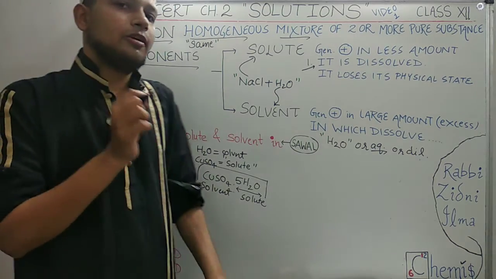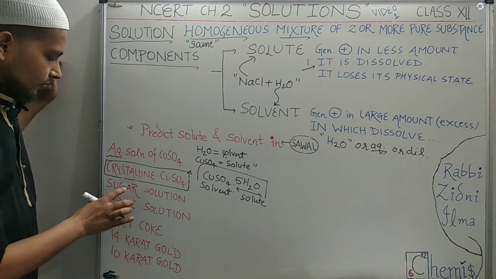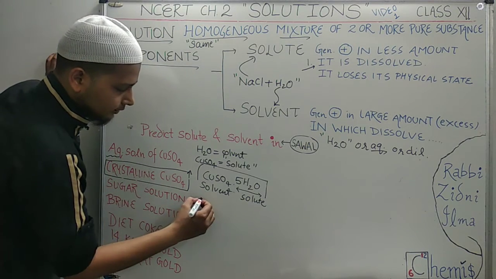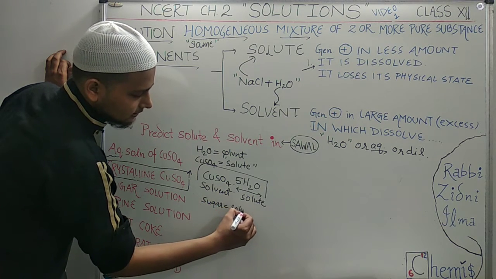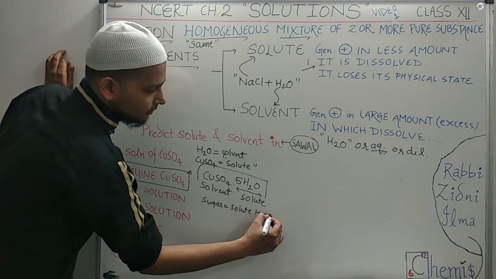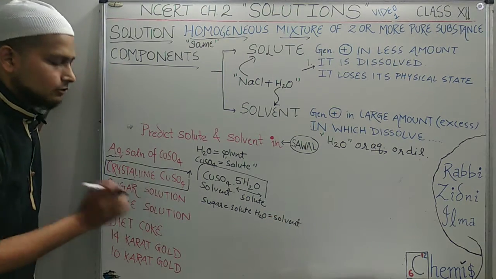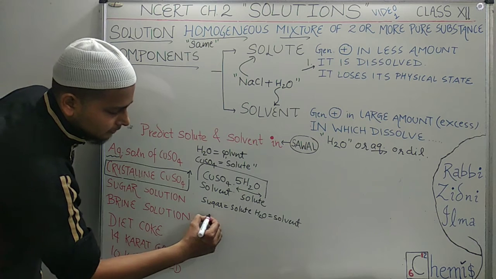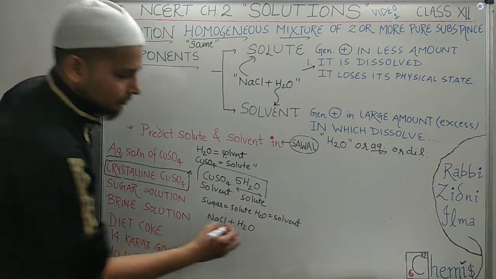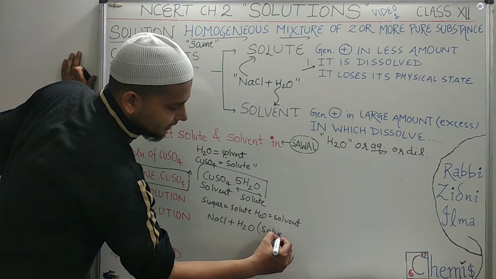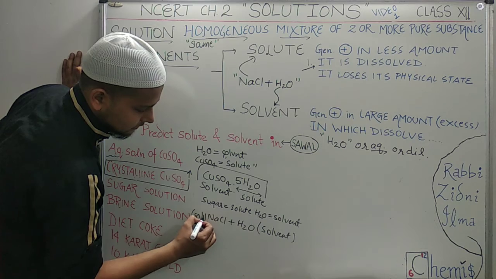Now in this chapter, if the word solution is used, it generally indicates water. So this gives us an idea of sugar. So sugar will be our solute and water will be our solvent. Next up we have brine solution. Brine is nothing but a mixture of NaCl and H2O. Who is solvent, who is solute? Water is again the solvent and NaCl is solute.